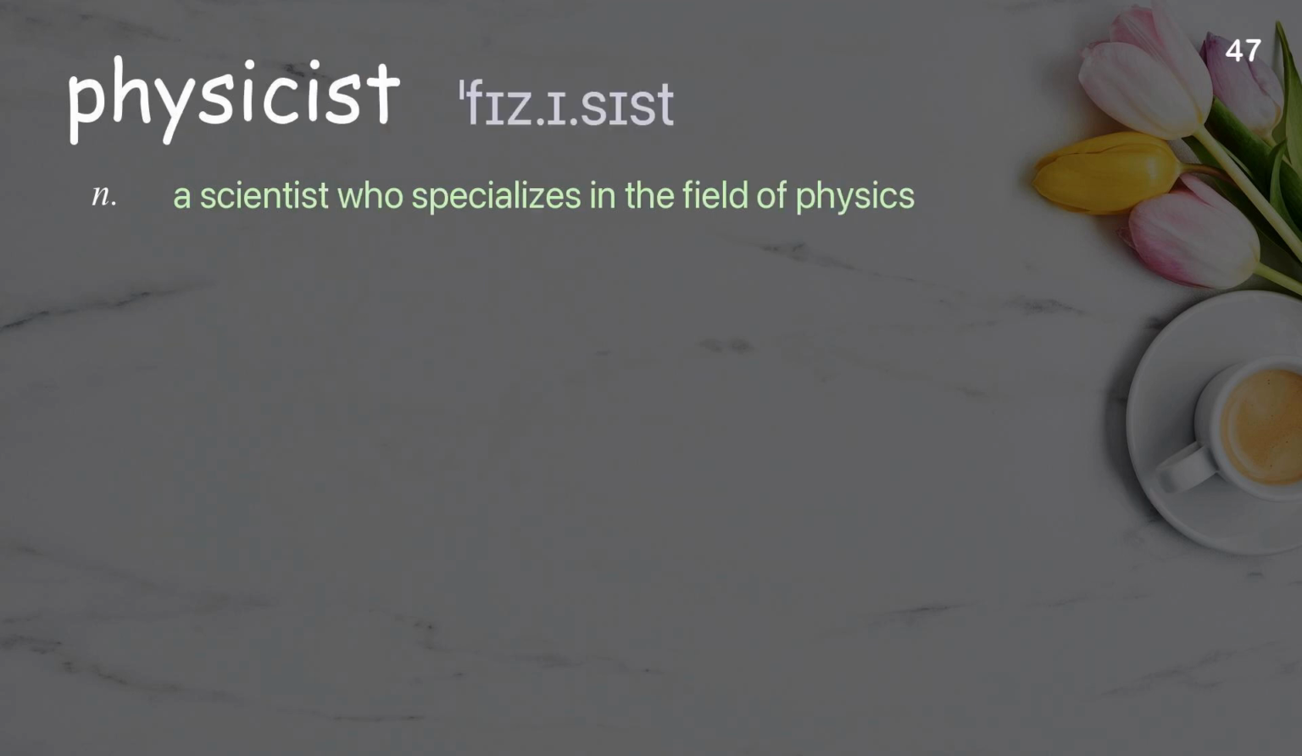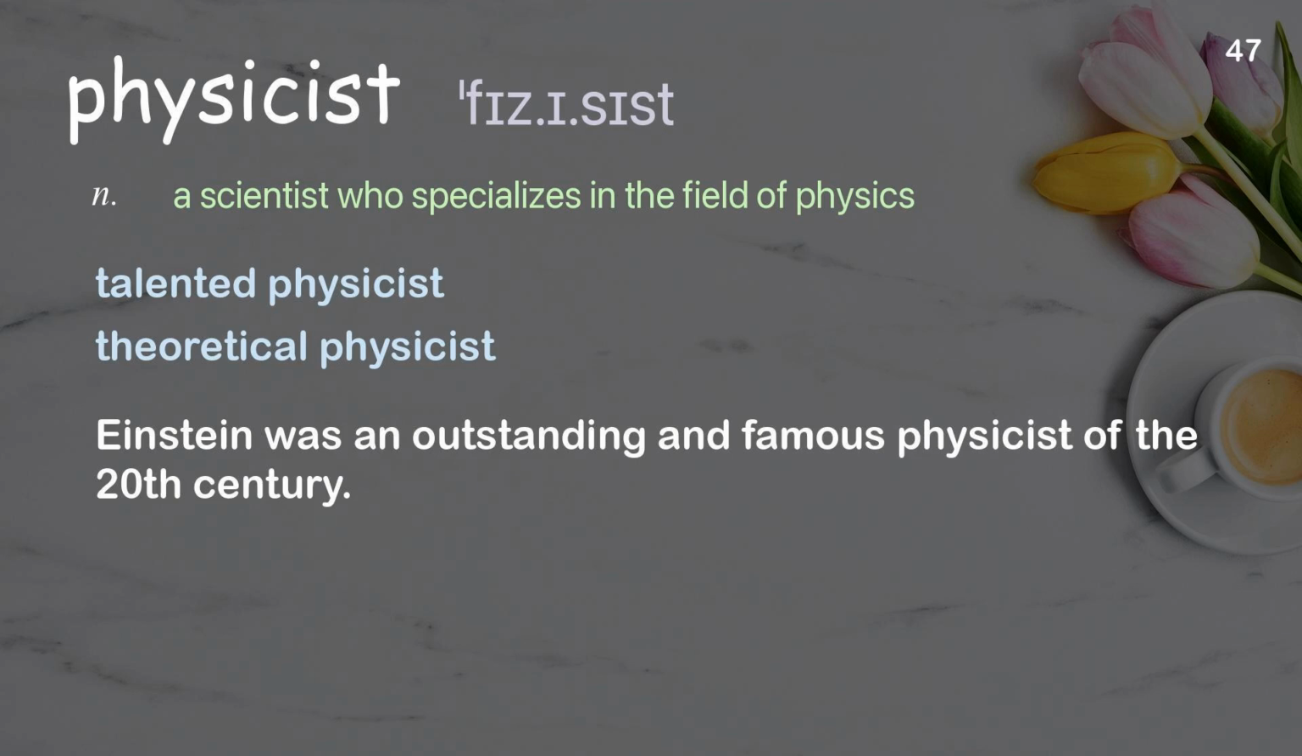Physicist: a scientist who specializes in the field of physics. Examples: talented physicist. Theoretical physicist. Einstein was an outstanding and famous physicist of the 20th century.